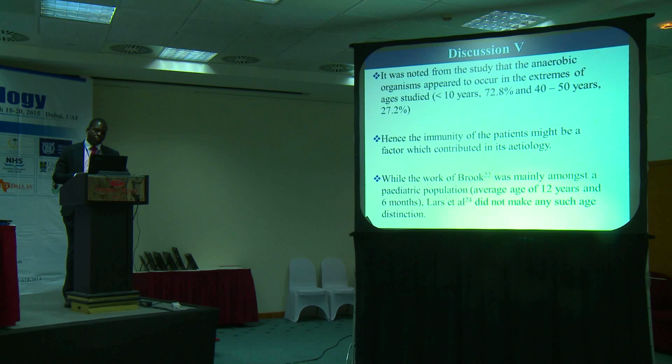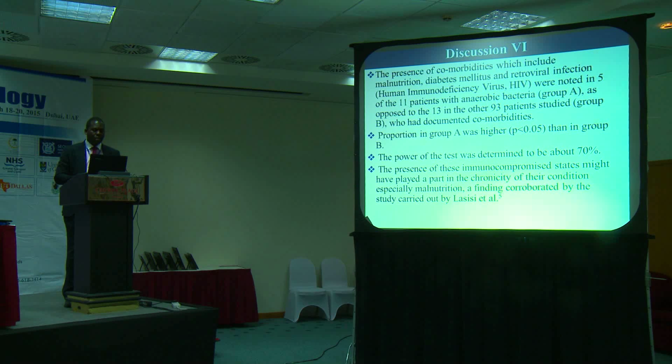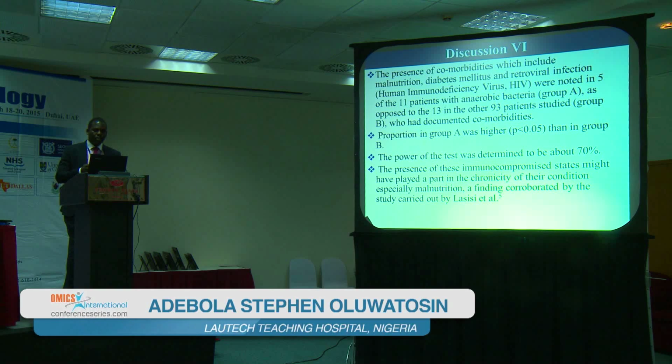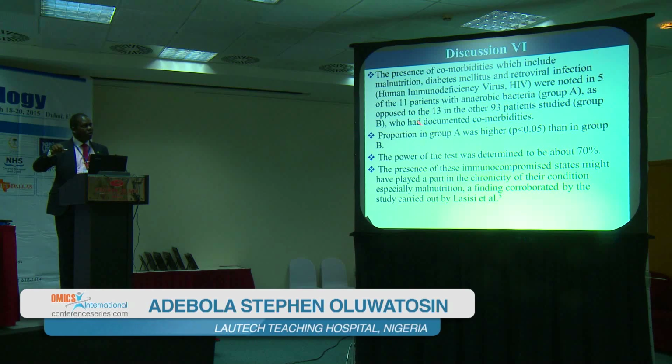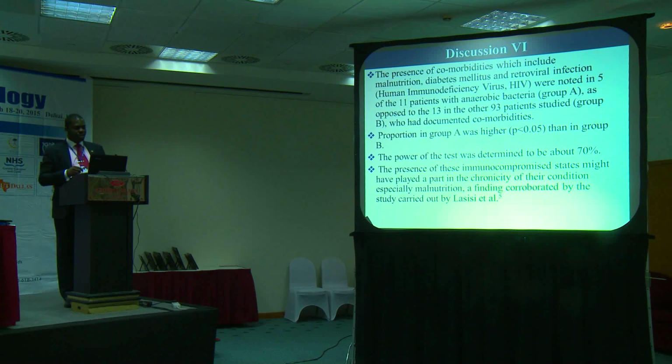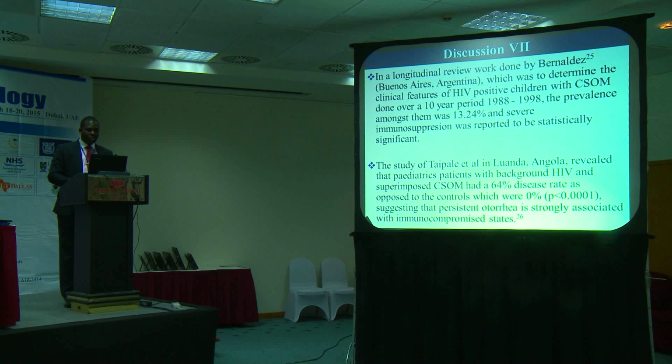The work of Isaac Brook, which was done in the pediatric population, did not, however, make such age distinctions. The presence of comorbidities was actually associated with lots of documented comorbidities. That is, the proportion of A was quite much higher, statistically significant, as opposed to B. And the presence of this immunocompromised status might have played a part in the chronicity of the problems of these individuals.